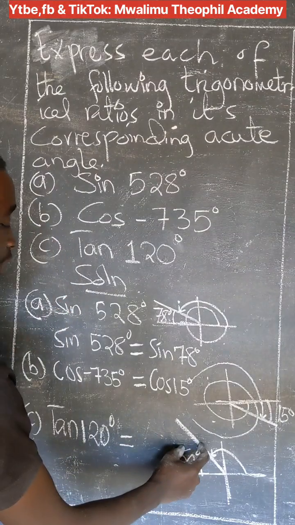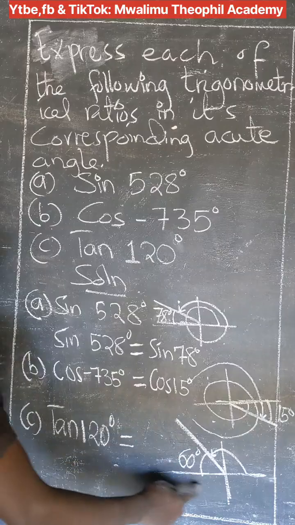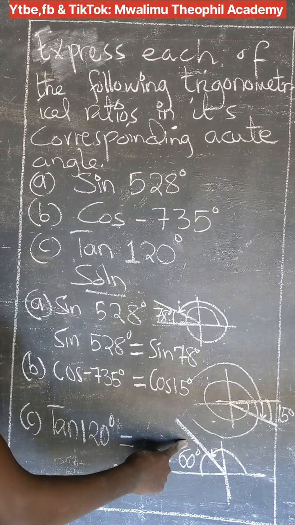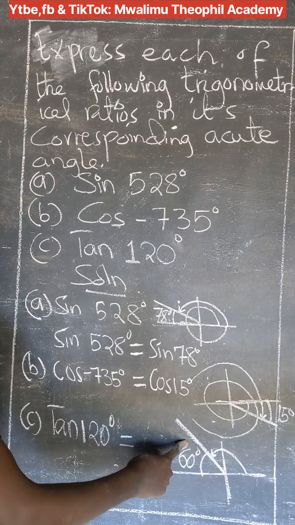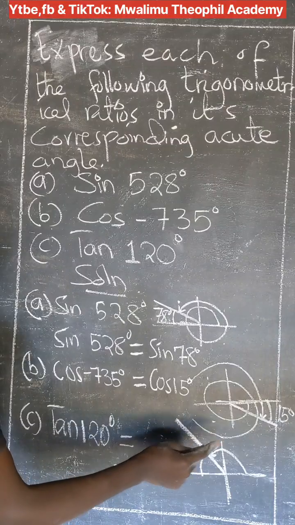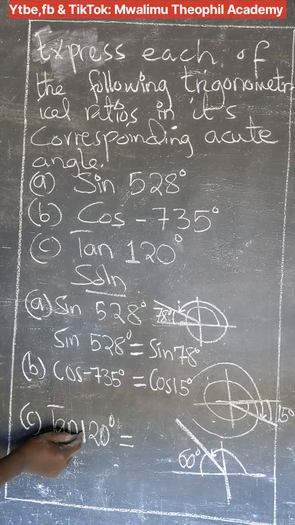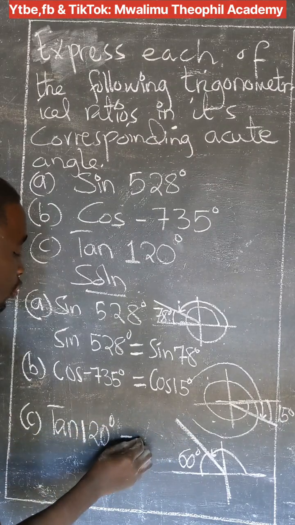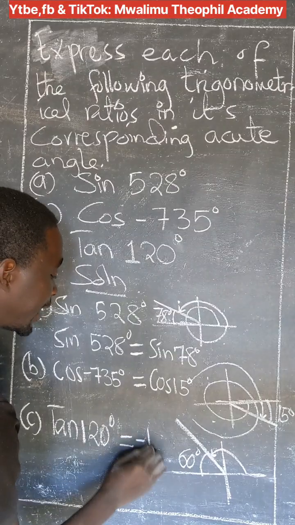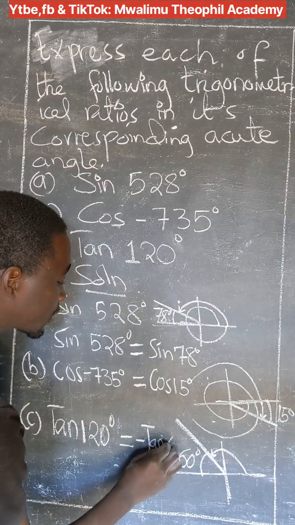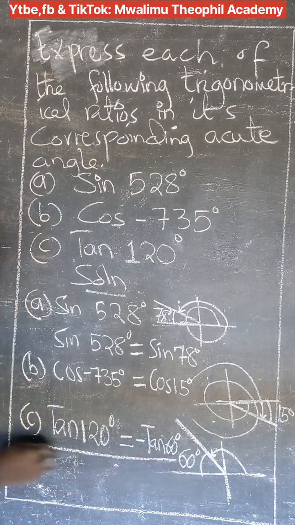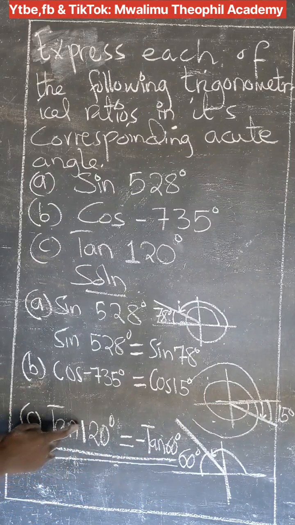It is in the second quadrant. All Students Take Chemistry: in the second quadrant, only sine is positive, so tangent and cosine are negative. Which means that tan of 120 degrees will be equal to negative tan of 60 degrees. So this is the answer: tan of 120 degrees is equal to negative tan of 60 degrees.